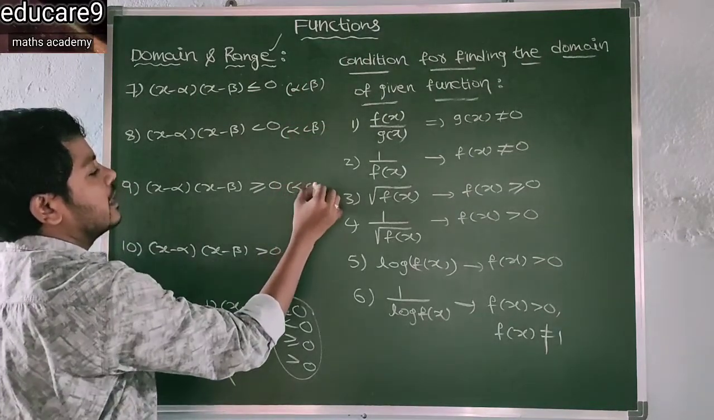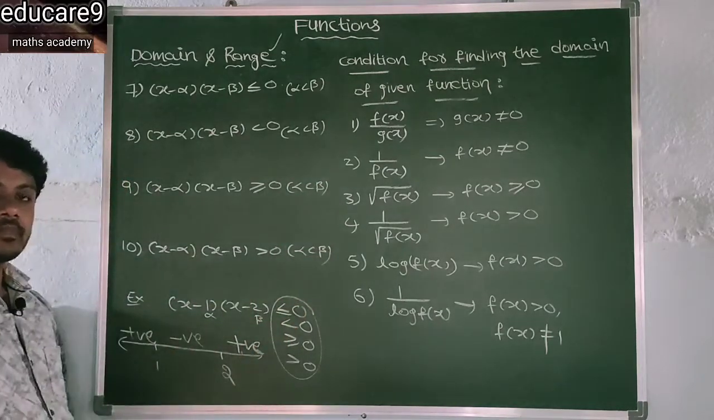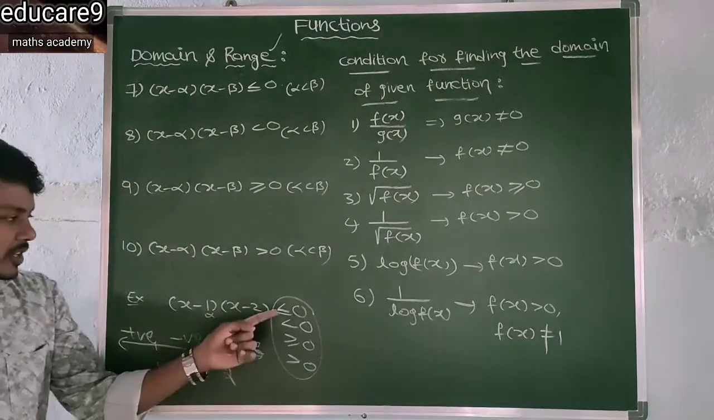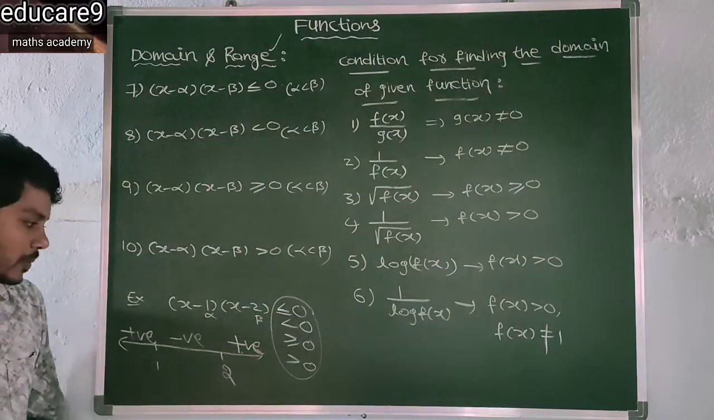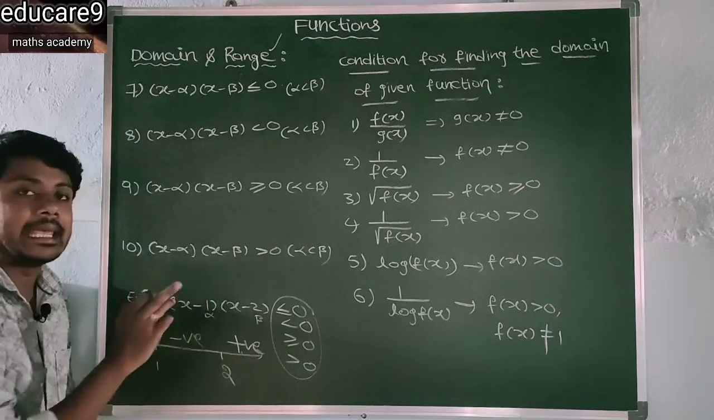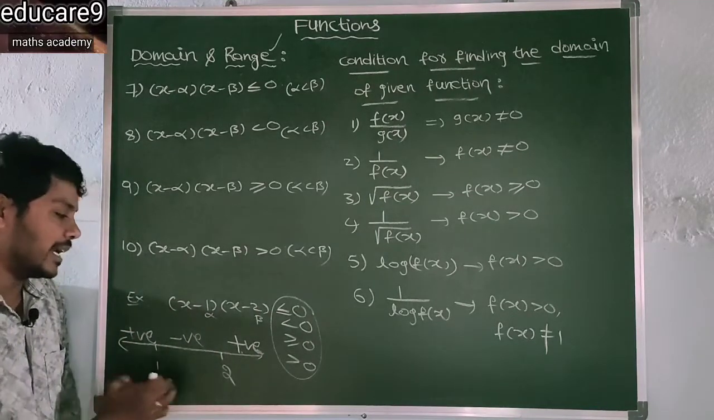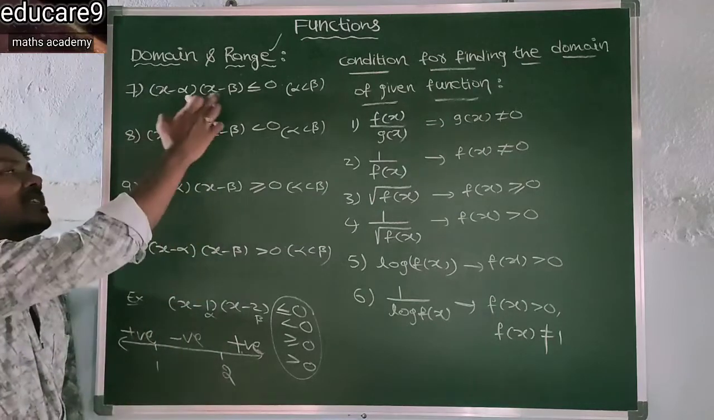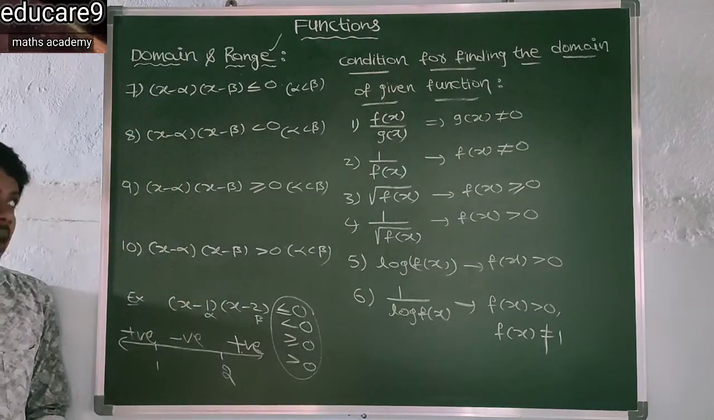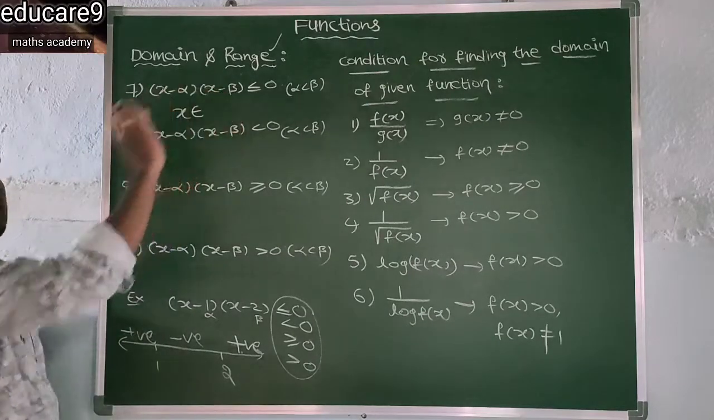So in all cases you have alpha is less than beta. Now see here, the first one is less than or equal to 0. Less than or equal to 0 means this expression is negative. Where it is negative, between 1 and 2, this expression gets a negative sign. Therefore x belongs to alpha comma beta.